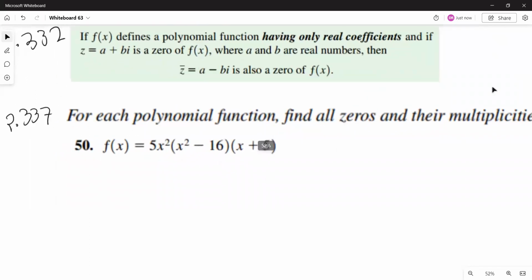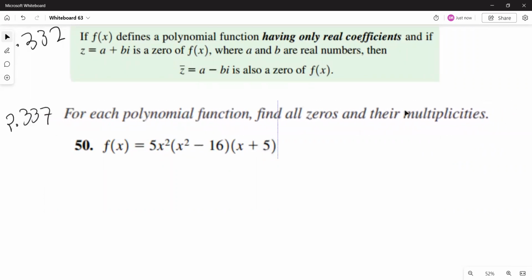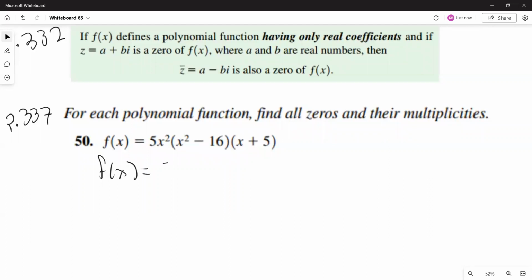Okay, so number 50, we're going to find the zeros and the multiplicities of this polynomial function f of x. F of x is 5x squared times x squared minus 16 times x plus 5. So this is not in completely factor form. We can still factor x squared minus 16. So let's write this in factor form. That's 5x squared, and x squared minus 16 we can factor as x minus 4 times x plus 4, times x plus 5.